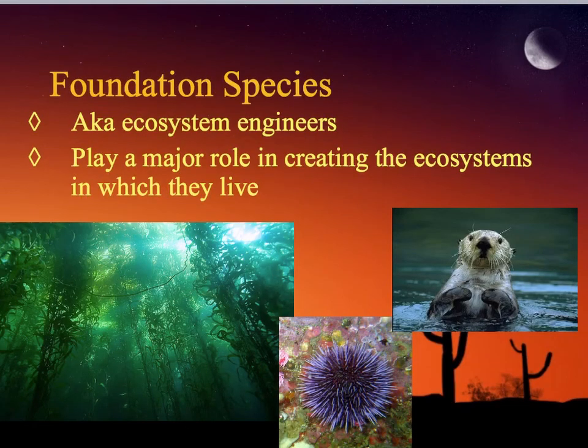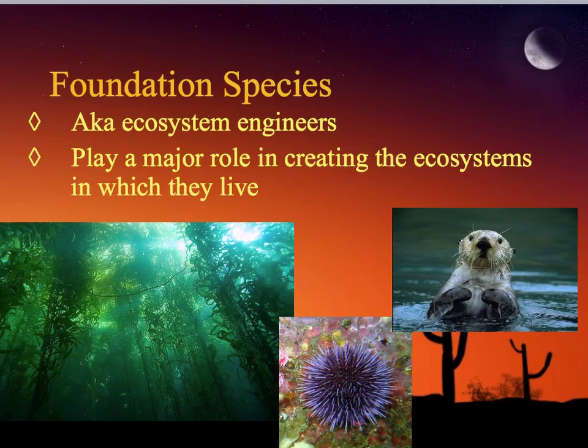All right, the last type of species we're talking about today is the foundation species. They're also known as ecosystem engineers because they play a massive role in creating the ecosystems in which they live. So foundation species are essentially shaping the communities by creating and enhancing habitats in ways that benefit other species. Something like the African elephants, when they're pushing over trees, they break them, uproot them, they're actually creating forest openings for other plants. And this promotes the growth of grasses and other things.